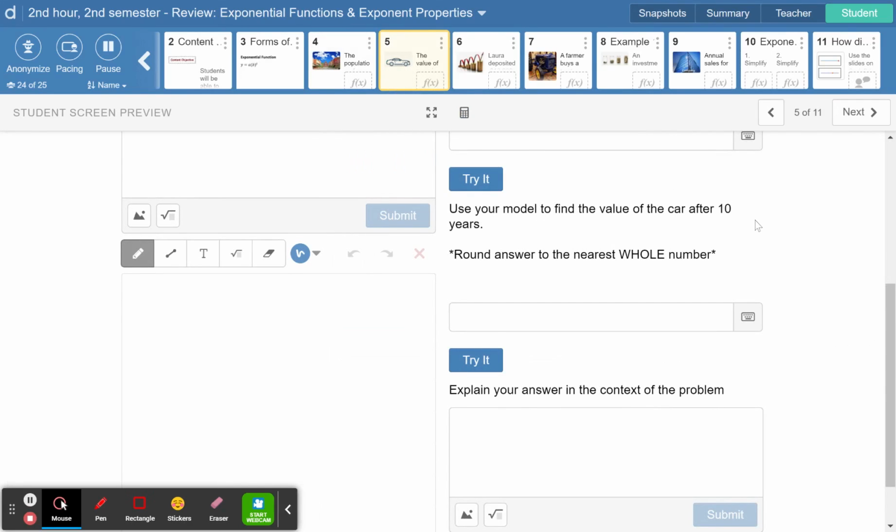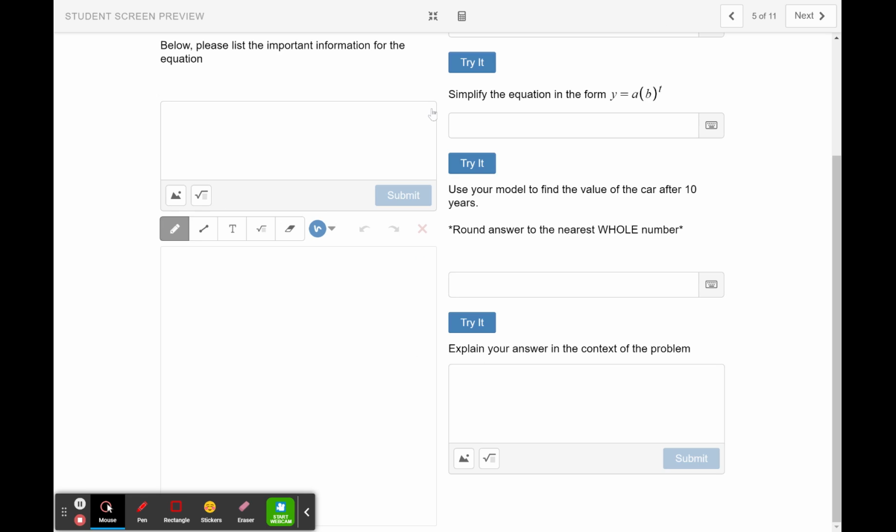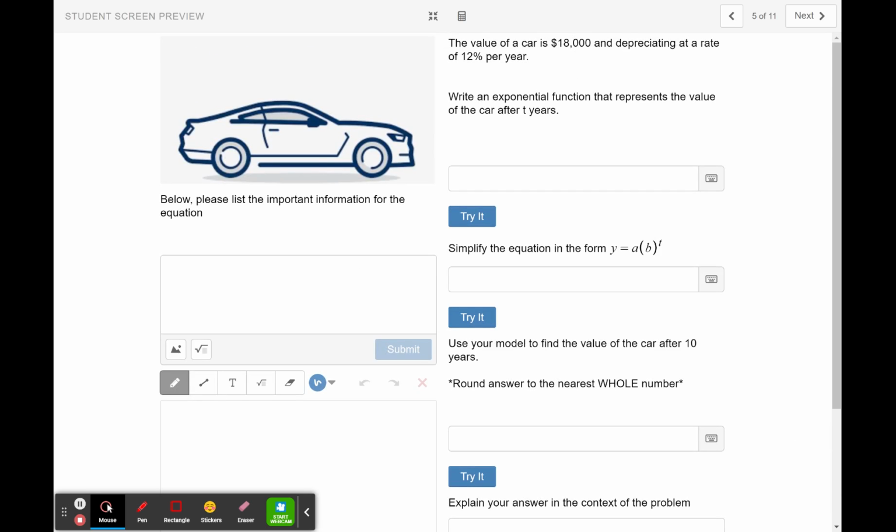All right, in the next problem, we want to be careful because it's saying depreciating, which is minusing. So your A value is the start of the car. Depreciating means it's decreasing. So your B value is going to be 1 minus the 12% turned into a decimal. So 12% divided by 100 is 0.12. So it's going to be 1 minus 0.12.